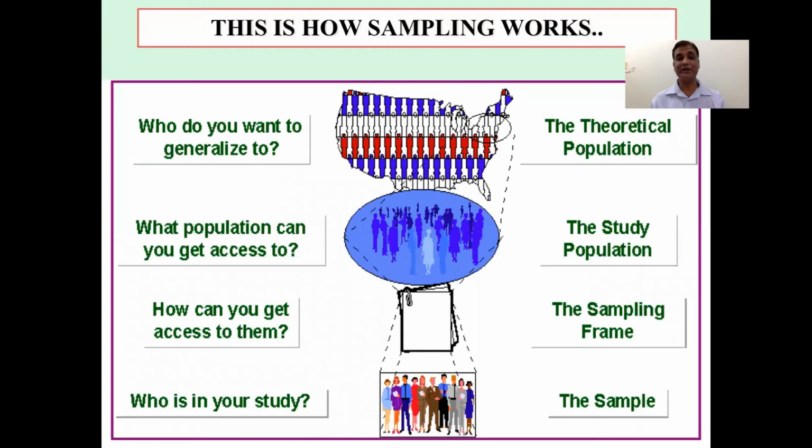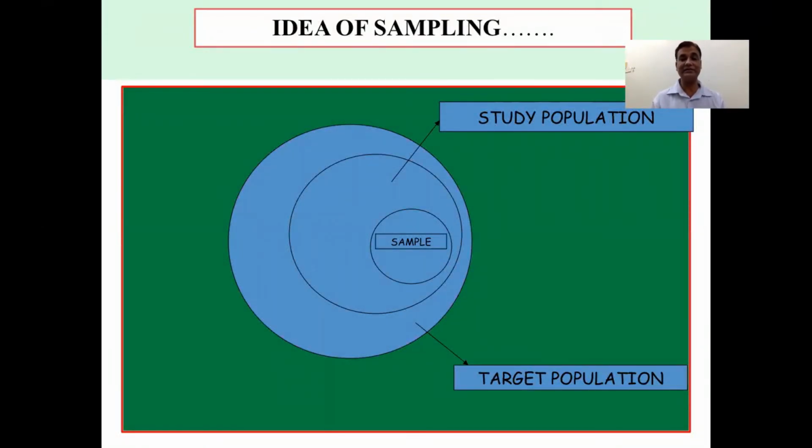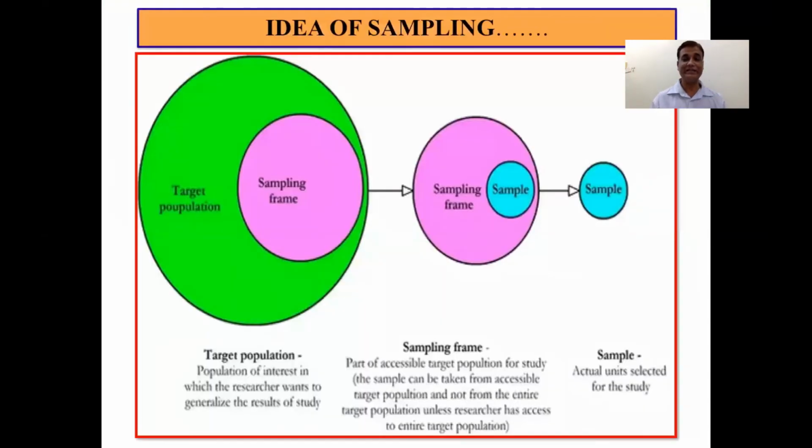Now, this is how sampling works. Who do you want to generalize to? This is your theoretical population. What population can you get access to? That becomes your study population. How can you get access to them? That becomes your sampling frame. And who is in your study becomes the sample. Next slide will clarify more. This is what it is. The first big circle is the total population. From there, the second circle is the study population. And from that study population, you select a sample, a small number from the total population is called a sample. And same goes here, the idea of sampling also, your total population. From there, we draw the sampling frame, and from the sampling frame, we draw a sample.